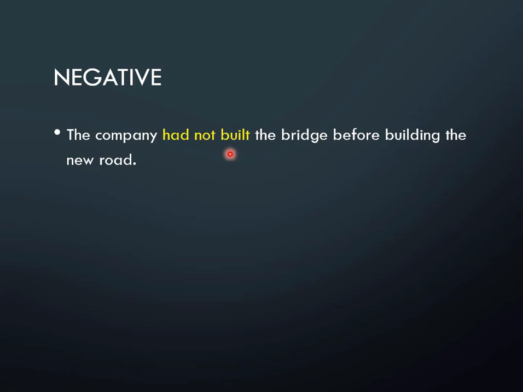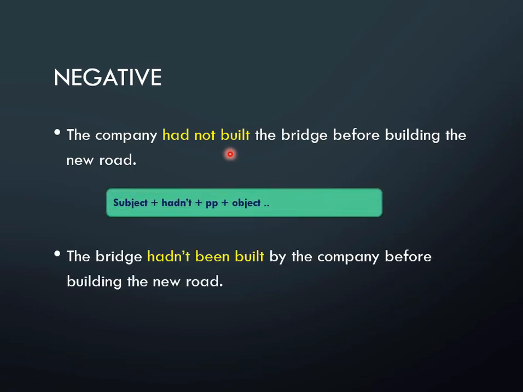How can we change this into passive? First, you should look at the structure we followed to make the active voice in negative. We write the subject, then we write the helping verb hadn't, and after that the PP or the past participle, and the object comes at the end of the sentence. How can we change this into passive? Look at the second example and you will know how we changed this.